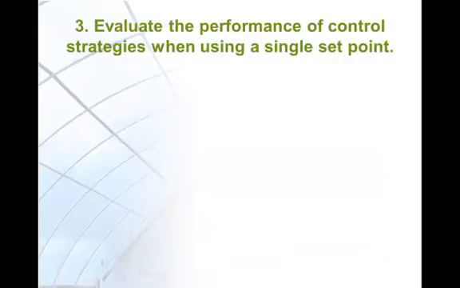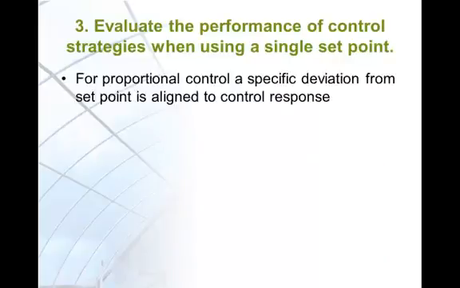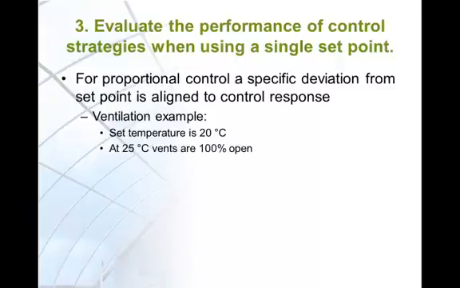How does proportional control work? A specific deviation from a set point is aligned to a control response. We will explain with an example for passive ventilation. Let's say the set temperature is 20 degrees Celsius. At 25 degrees Celsius, the vents will be 100% open. The maximum deviation in this case is 5 degrees Celsius.